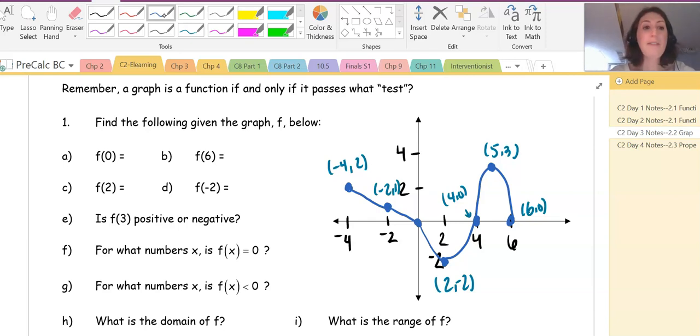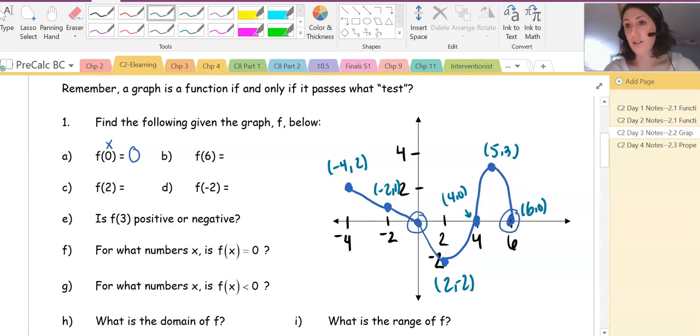So f of 0, this is just saying, hey, what's the y coordinate when x is 0? And that would be at this point right here, and that's the origin, so the y coordinate is also just 0. Okay, f of 6, well, that's also an x-intercept or a 0, so our y coordinate is again just a 0. f of 2, that would be down here, our y coordinate is -2. And f of -2, that's over here, our y coordinate is a 1.